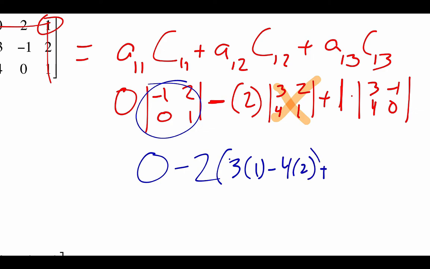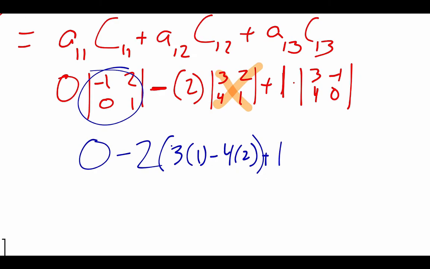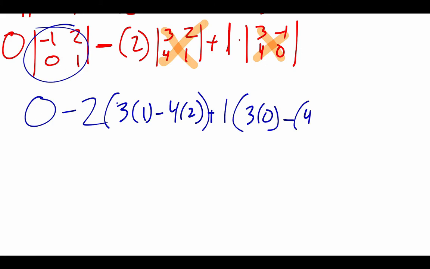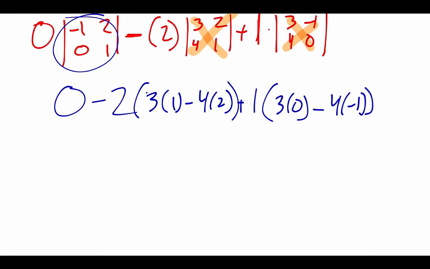And then the last one is going to be plus that 1. That was our term in A sub 1, 3, row 1, column 3. So we're going to do that diagonal again. So we got 3 times 0 minus the other diagonal, 4 times negative 1. Sorry, overused parentheses there. Okay, cleaning this up just a little bit more. We got 0 minus 2, and then in parentheses we got 3 minus 8, so that gives us negative 5.